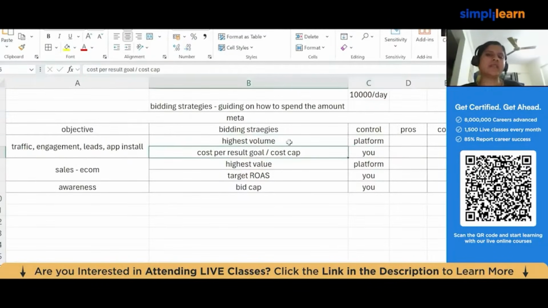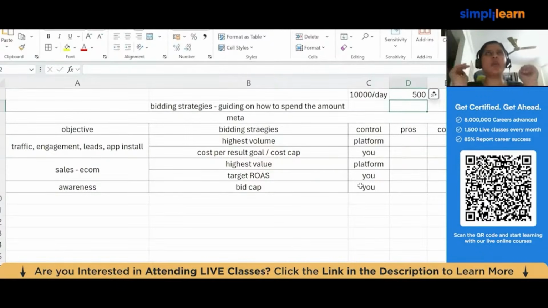But now there's a second scenario. This time my brief says, Jigisha, we have a 10,000 per day budget and we want leads as well, but for each lead, we don't want to pay more than 500 rupees. I don't want to spend more than 500 to capture one lead's data. The max we are willing to spend to get one lead's details is around 500, not more than that.